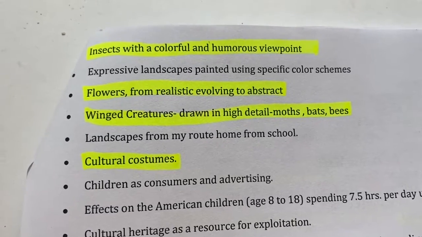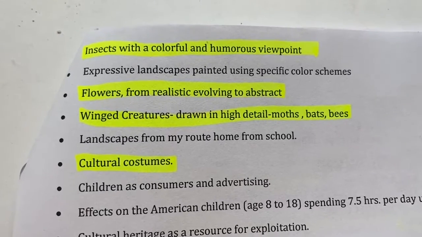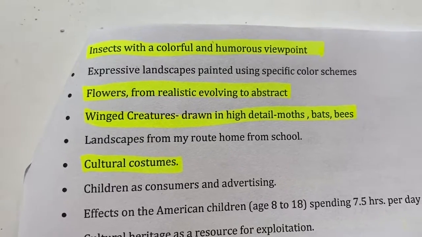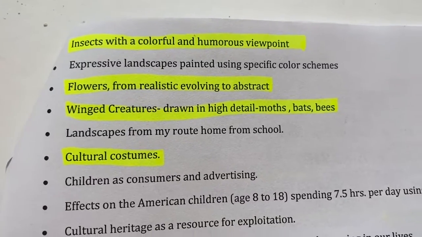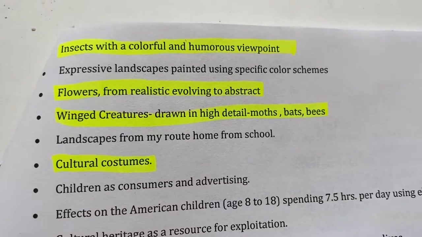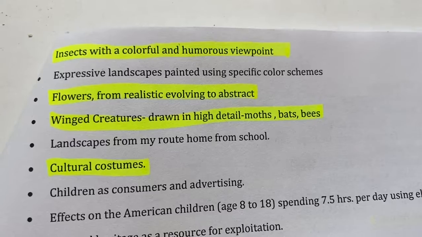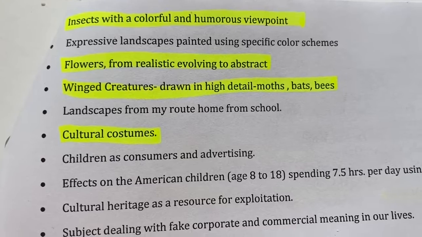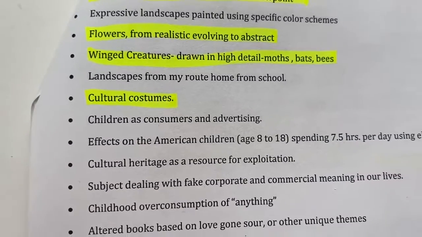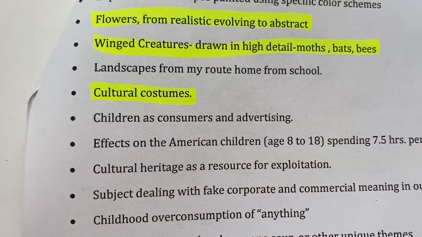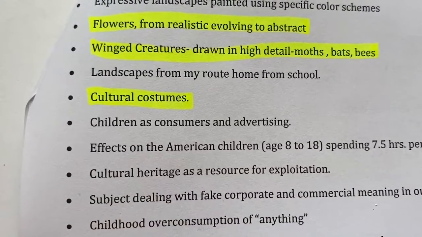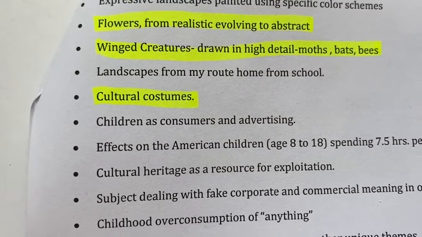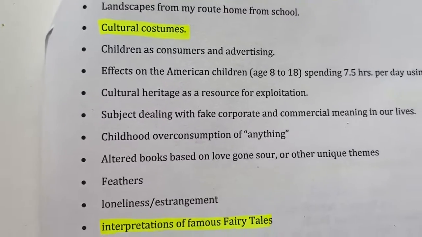How interesting. So you could have the first project be a really realistic flower and have the rest of your projects be a slow transition to an abstract version of the first flower. I really like the idea of winged creatures, so drawn in high detail with moths, bats, bees. So just different creatures that have one thing in common could be something you use for your theme. And cultural costumes would be fun. So it does not have to be made with clay. In fact, you could use found objects or items or things that you have a lot of, even just paper, to create cultural costumes or any type of costume or outfit.